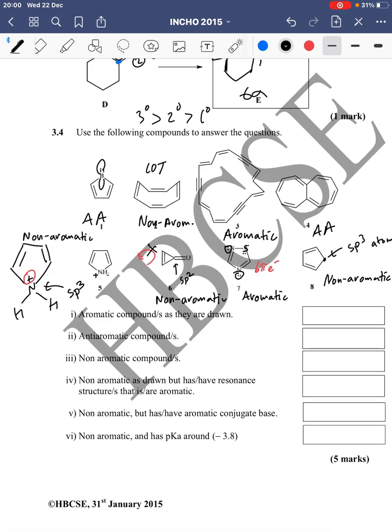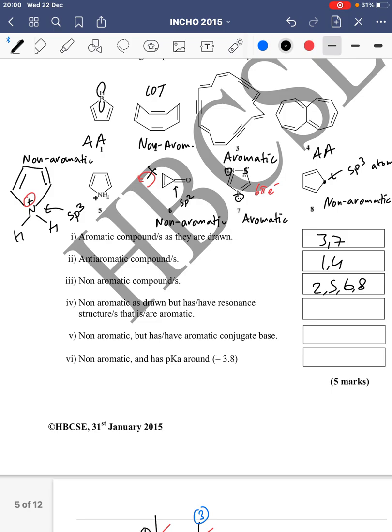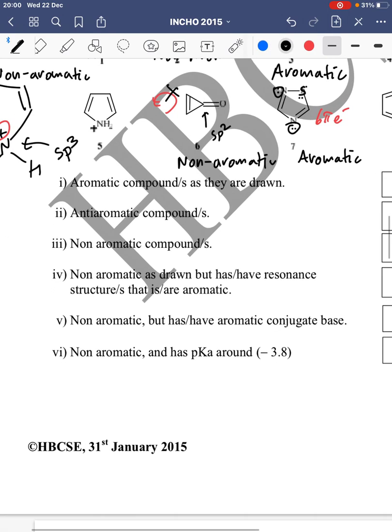Now let's answer the problems. Aromatic compounds as they are drawn. So the aromatic compounds are 3 and 7. So the answer for the first will be 3, 7. And the anti-aromatic compounds are 1, 4. These are the only 2 which are anti-aromatic, and the rest are non-aromatic. So 2, 5, 6 and 8. And now they have asked another question, that is the non-aromatic as drawn but have resonance structures that are aromatic. So basically they are asking which are quasi-aromatic.